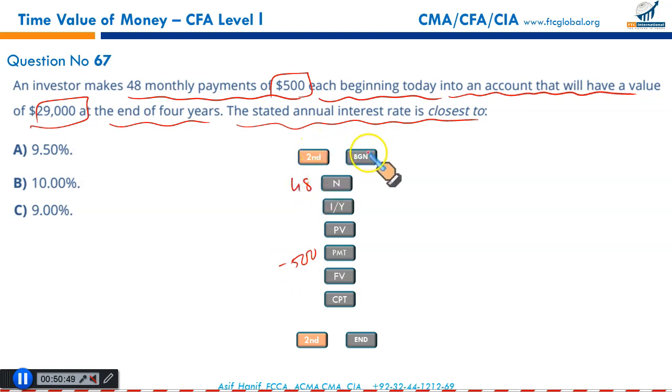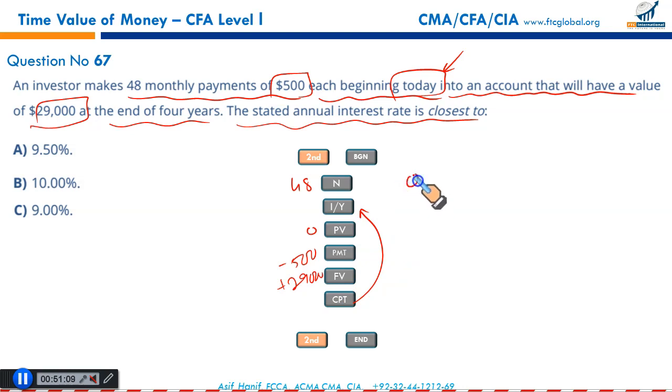Don't forget to set your calculator in the beginning mode for annuity due, beginning today. That's the indication it's an annuity due. 48 payments, PV is 0. The future value is going to be $29,000 in positive. Press CPT, press interest rate.